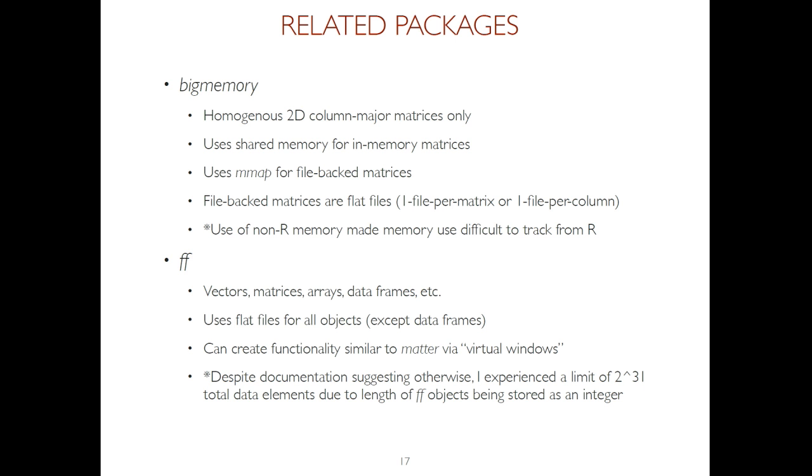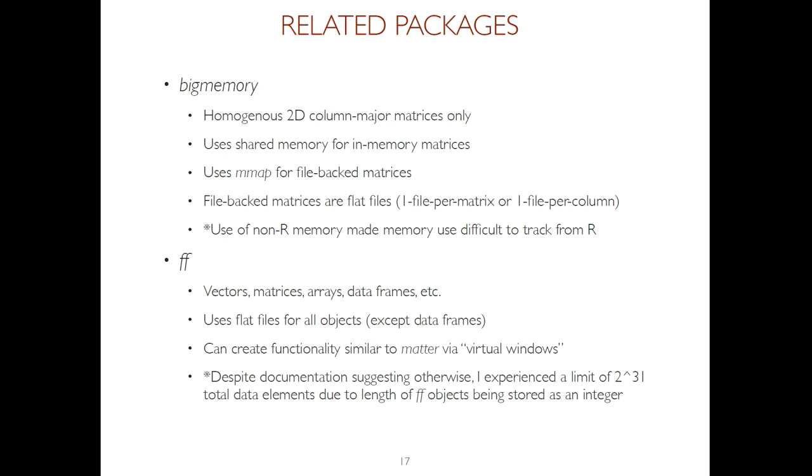So, some examples and comparisons. The primary other packages that are used for this kind of thing are Big Memory and FF. Big Memory is just homogeneous 2D matrices. It uses shared memory for in-memory matrices, and it uses the system call mmap for file-backed matrices on Unix-type systems, and the Windows equivalent on Windows.